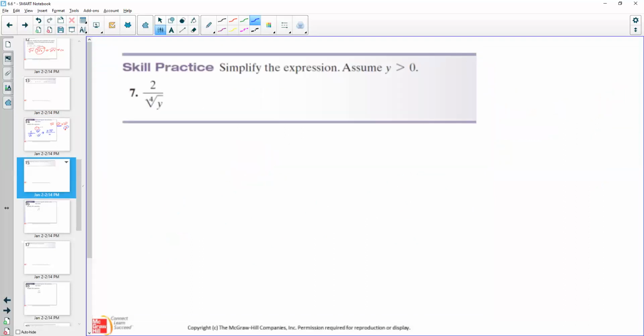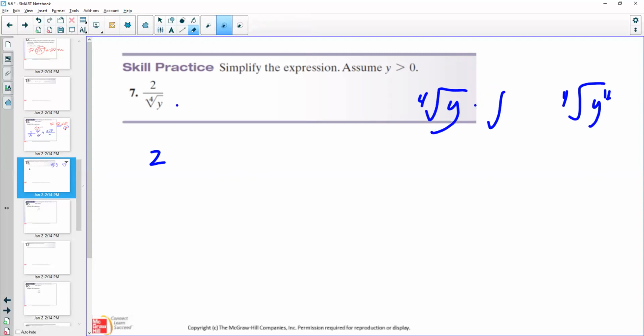This one is 2 over the 4th root of y. I can't leave that like that, but I need to make this y just a regular y. So let's think about it. The 4th root of y, I want to turn into the 4th root of y to the 4th. That's what would make that radical cancel. So to get there, I need the 4th root of 3 more y's. So that's what I'm going to use.